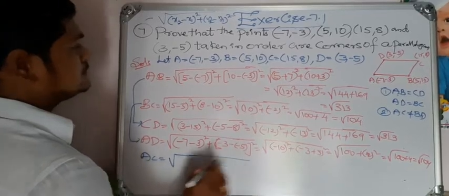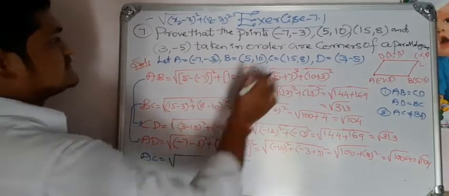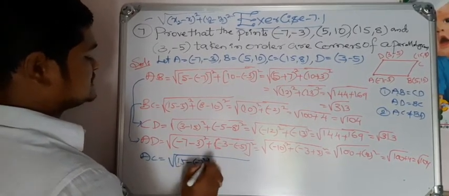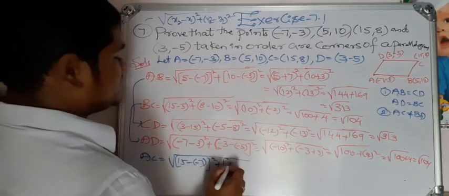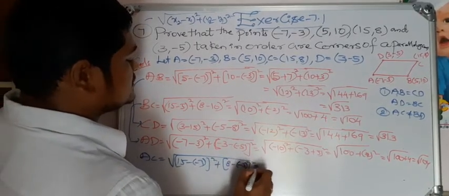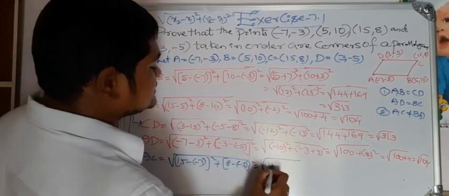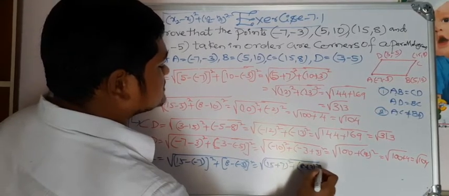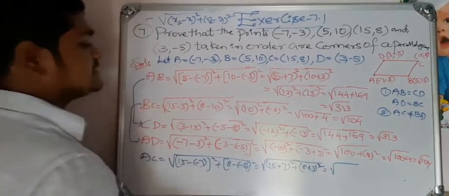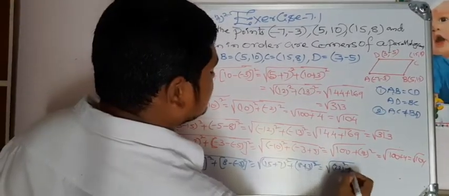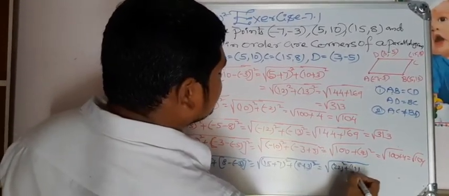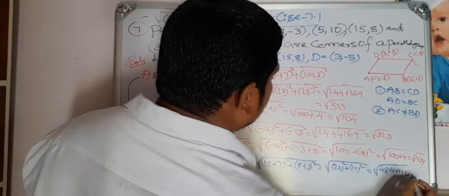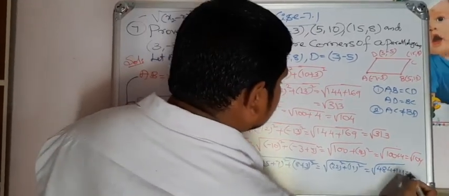AC is equal to, A means this point, this point. Don't confuse: this one minus this one. (15 minus of minus 7) whole square plus (8 minus of minus 3) whole square. So it is equal to (15 plus 7) whole square plus (8 plus 3) whole square. So it is 22 square plus 11 square. Simplify: 484 plus 121. This is equal to root 605.